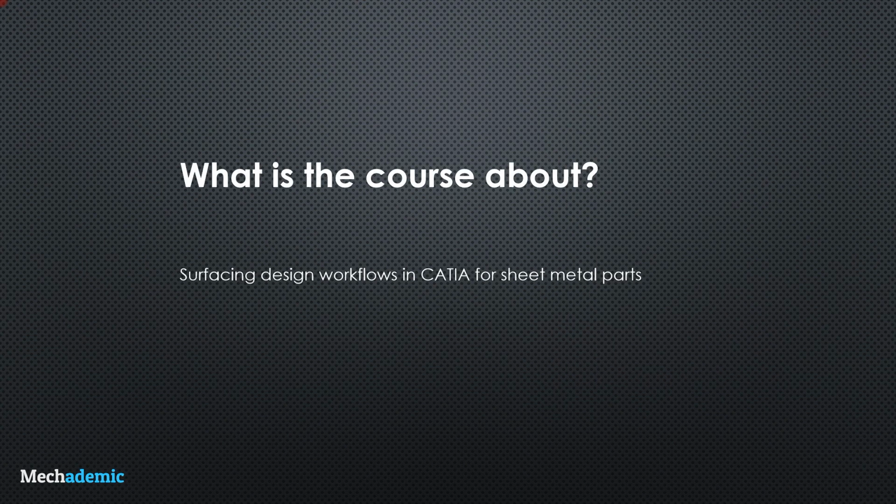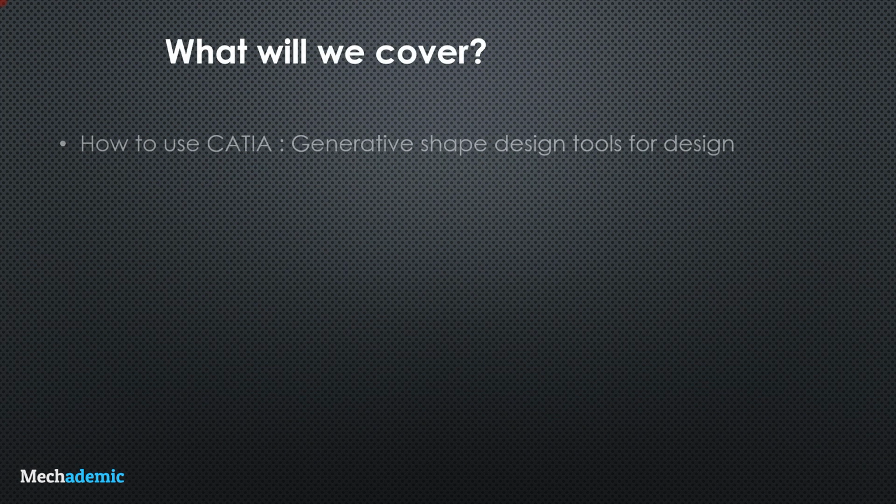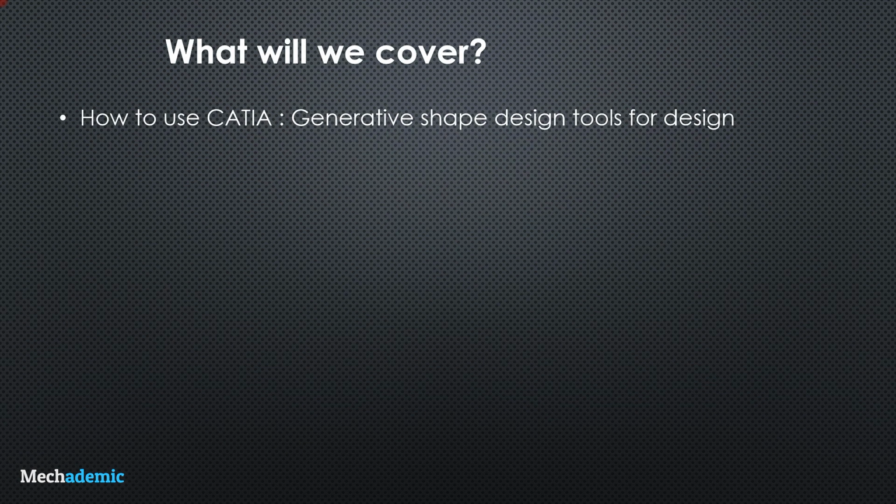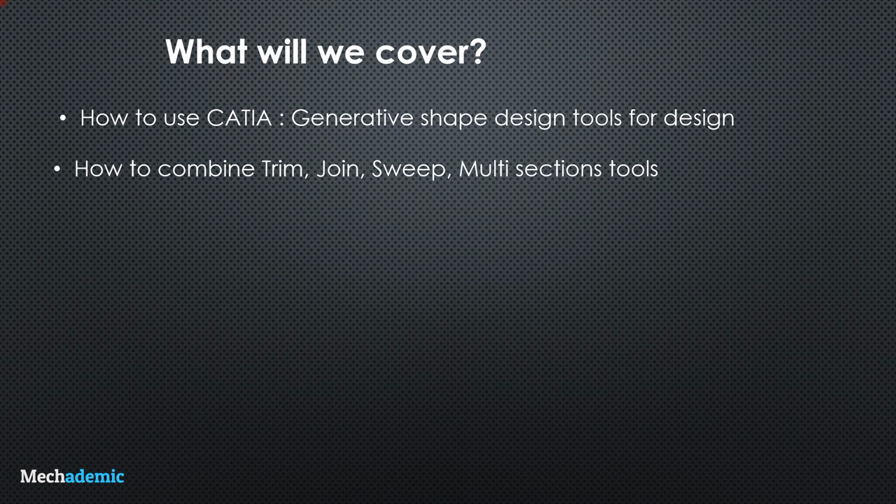So this course is about how to use surfacing design tools of CATIA for designing sheet metal components. We'll be learning how to use the CATIA Generative Shape Design Workspace, which is a very commonly used workspace for designing sheet metal parts and plastic parts in different industries, especially in automotive and aerospace. We will learn how to combine operations like trim, join, sweep, and multi-sections, which are commonly used in surface designing, and how to arrive at the outcome which we want.